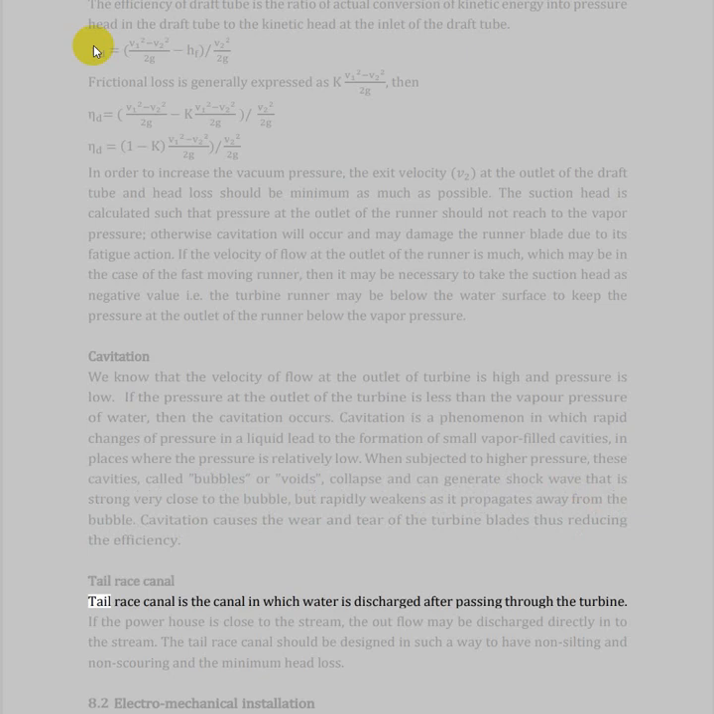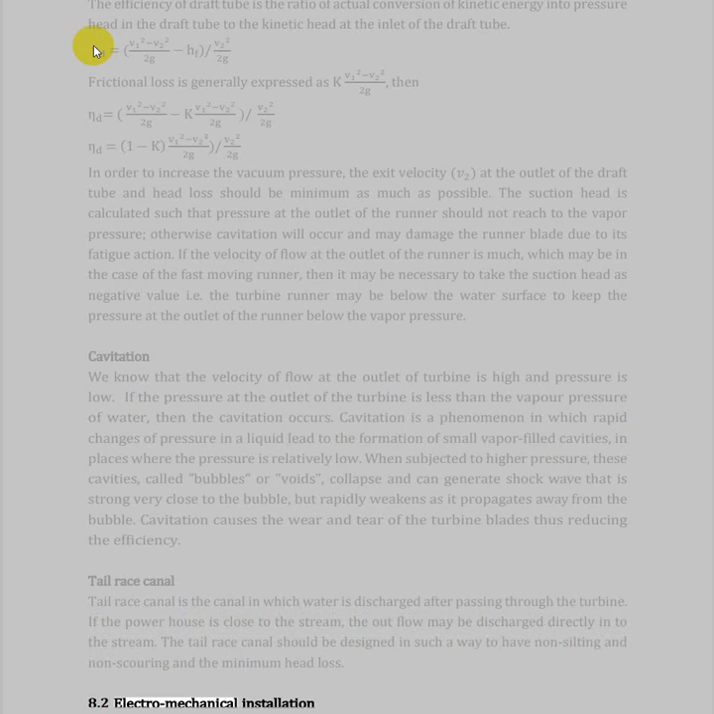Tail race canal. The tail race canal is the canal in which water is discharged after passing through the turbine. If the powerhouse is close to the stream, the outflow may be discharged directly into the stream. The tail race canal should be designed in such a way as to be non-silting and non-scouring, with minimum head loss.